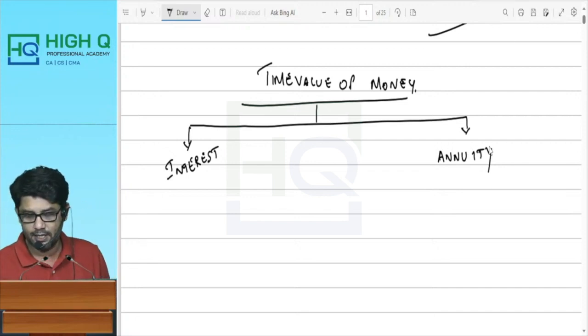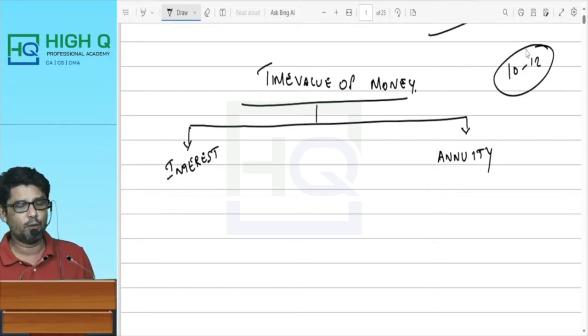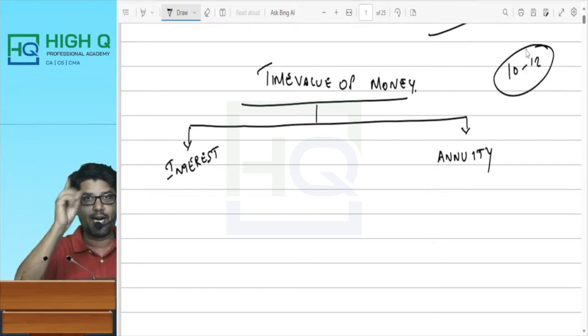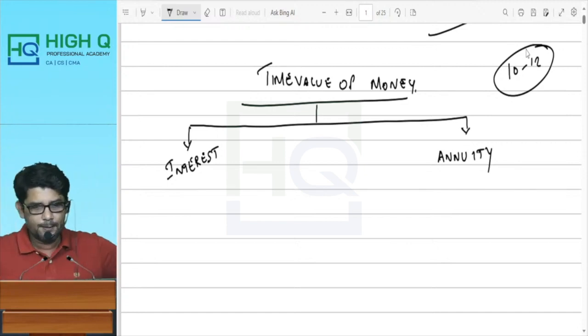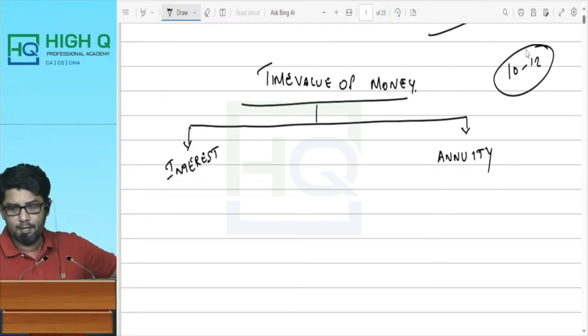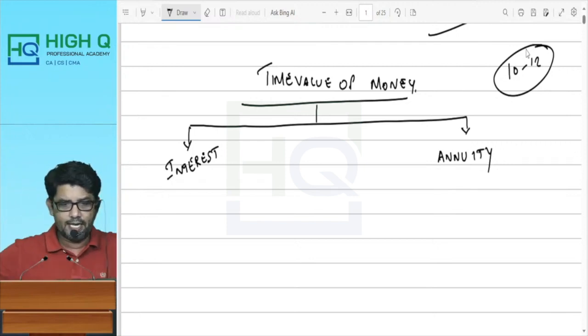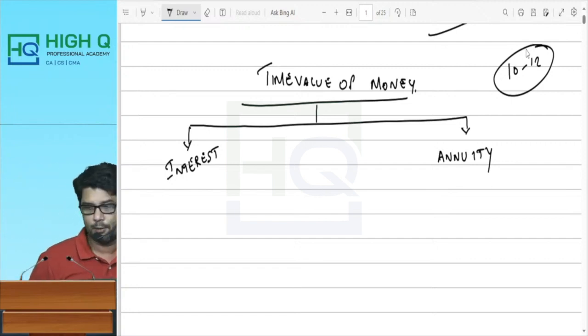For at least 10 to 12 questions I'm expecting from this topic. So majority of the questions are going to come from where? Interest or annuity? Yes, my dear, tell me, interest or annuity? Mohan says annuity. Praveen says it is interest. Guys, give me the answer. Which is more important, interest or annuity? Which one should I give more importance, my dear?